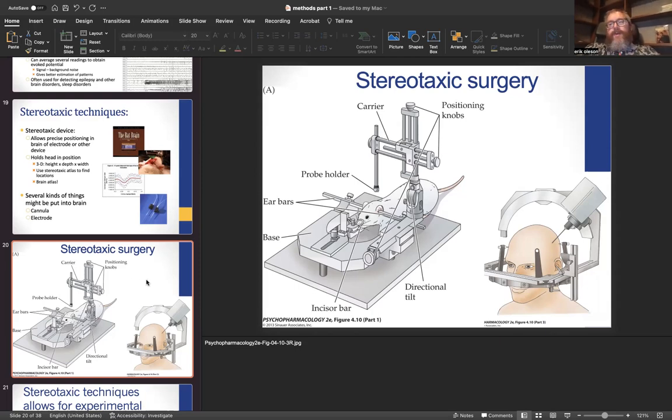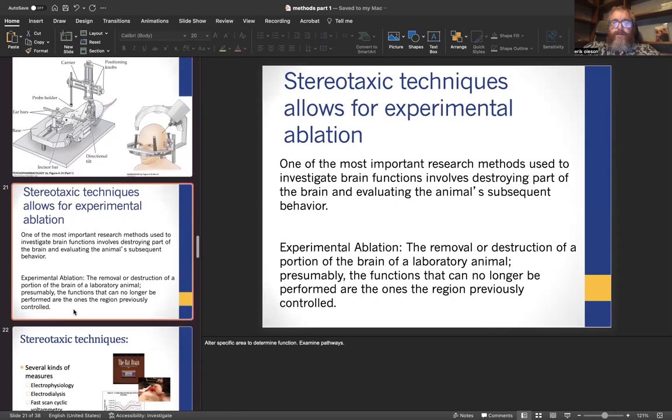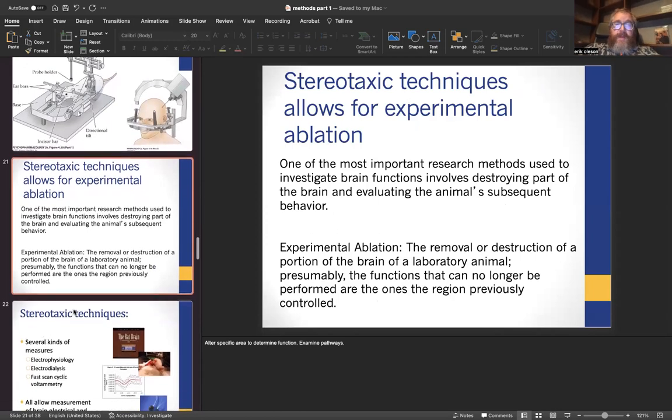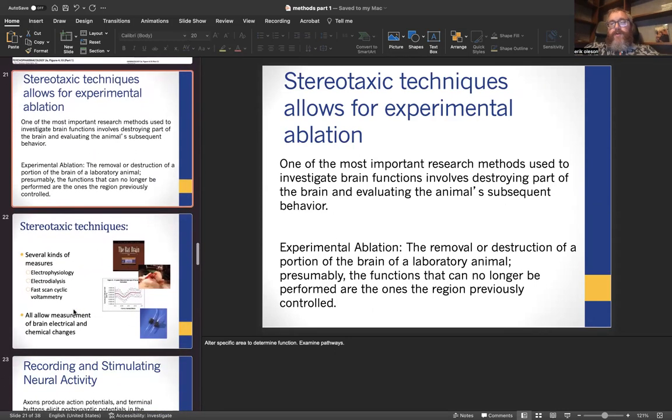In the human, for the implants, they do the brain scan first and then tailor the coordinates a little more tightly. There's just not enough money to do that in every rat. But after that point, it comes down to simple trigonometry. You have basically three measurements, and then you would lower your probe or needle. This approach also allows for experimental ablation. One of the most important research methods used in especially early behavioral neuroscience involves just destroying a region of the brain to see what happens.